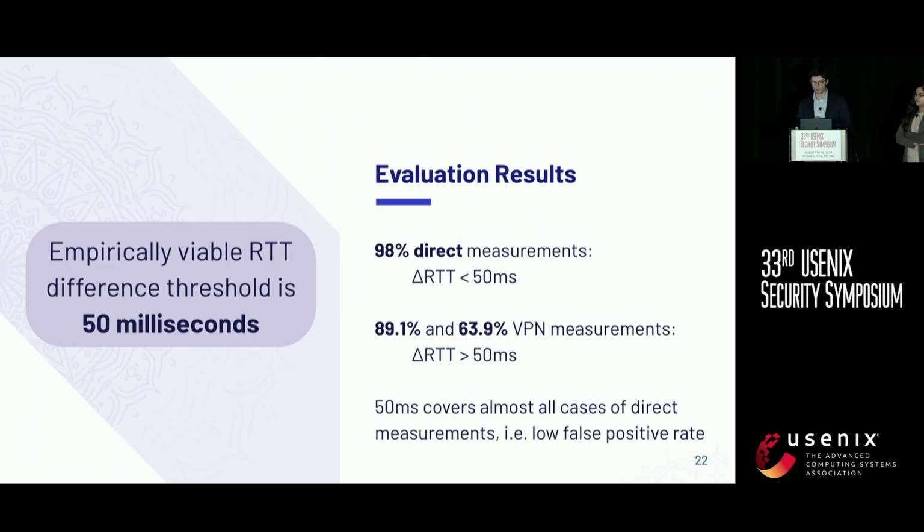So, what did we learn from this evaluation? We were able to determine a threshold RTT of 50 milliseconds that can separate direct client-server connections from those that use remote long-distance proxies. And this works with considerable accuracy. The empirical threshold represents the RTT difference between the application layer latency and the network layer latency.